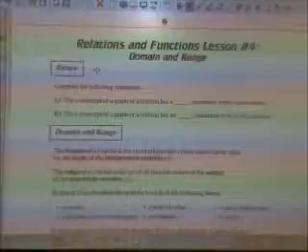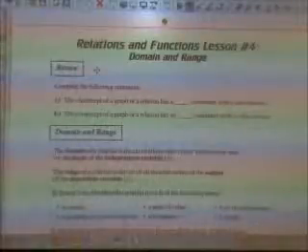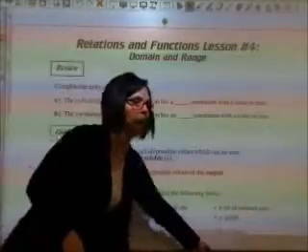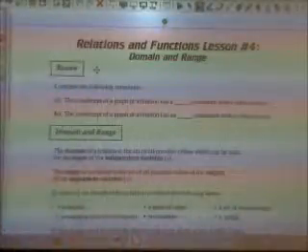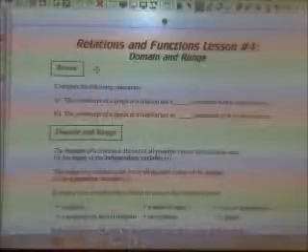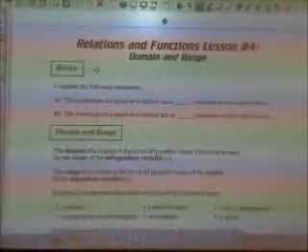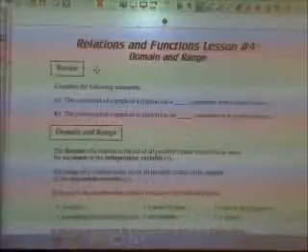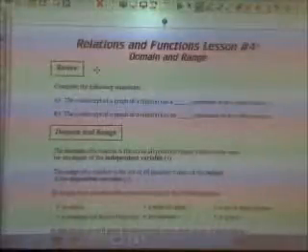Okay, lesson 4 is on domain and range. So again, we're continuously reviewing some of the terminology that we've learned thus far in this chapter. So the x-intercept is what? How do I describe the x-intercept? It's when the line crosses the x-axis. So it's where the graph intersects the x-axis.